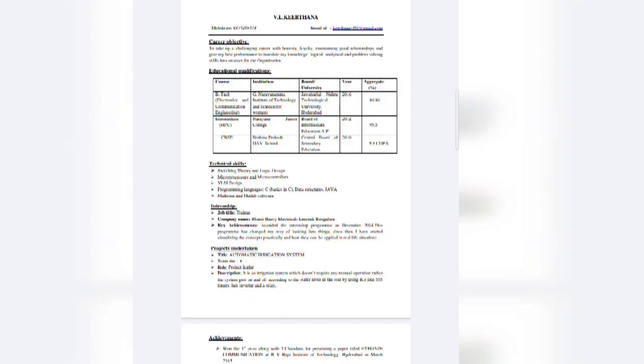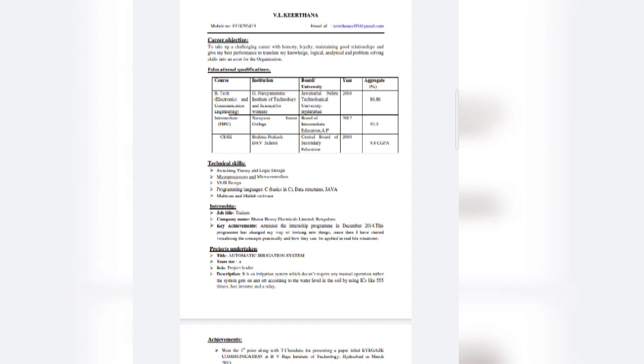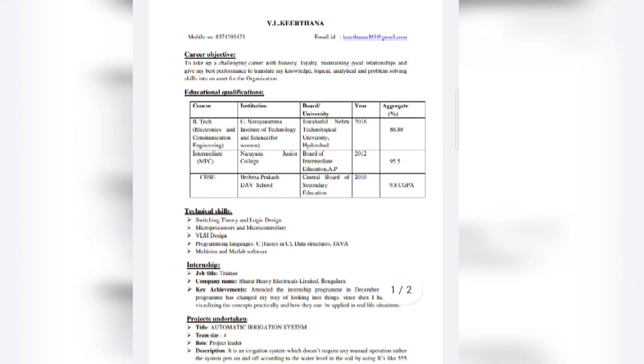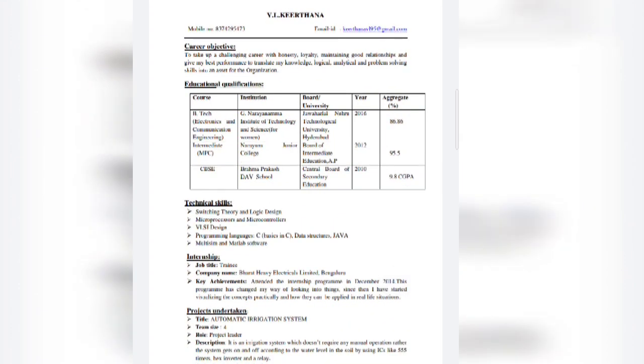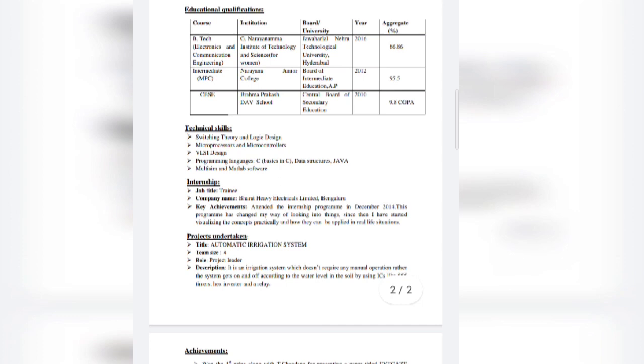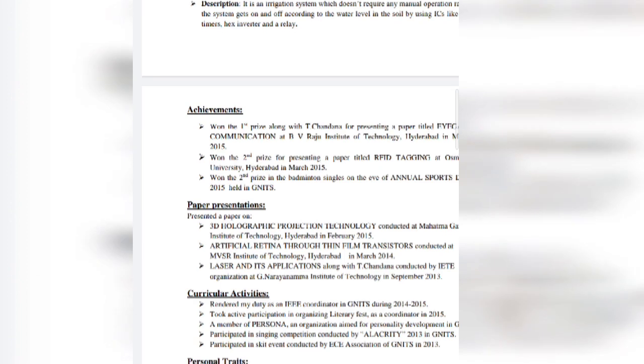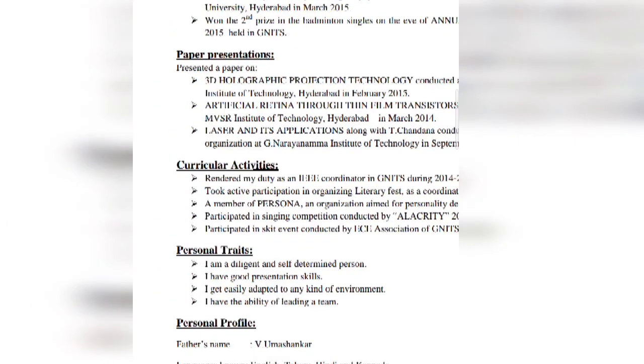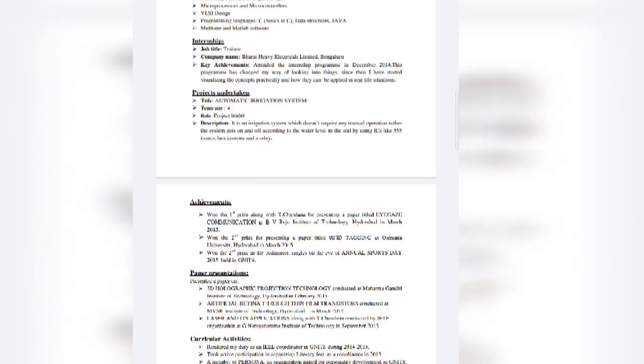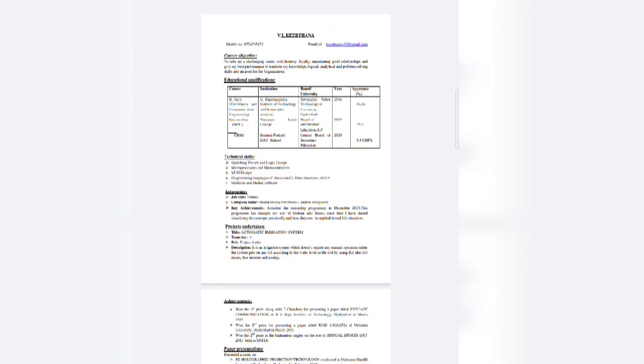This is the sample resume that we are going to analyze today. This resume has 2 pages. Usually any resume has to be limited to 1.5 pages or 2 pages, but not more than that. These are the various side headings that are presented here: career objective, educational qualifications, technical skills, internships, projects undertaken, achievements, paper presentations, curricular activities, personal traits, personal profile, and declaration. So let us examine all these components in detail.